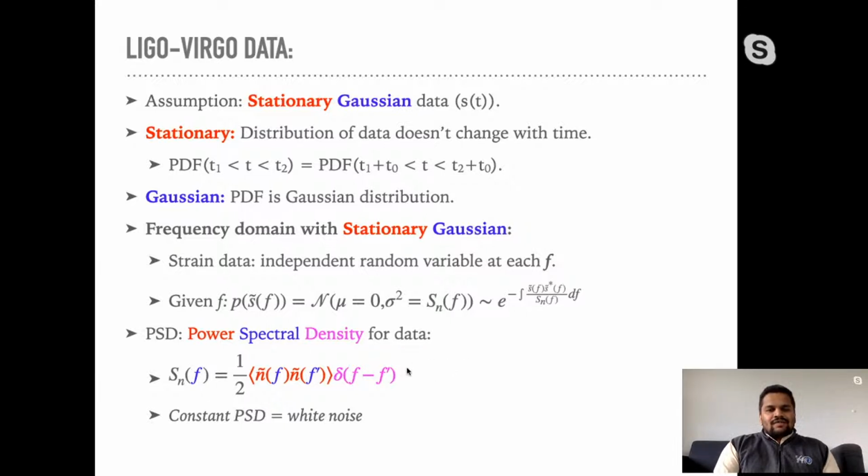So what is Sn of f, or PSD? Well, it is defined here like this. It is the ensemble average of many noise realizations and their power. So the name should be very clear. It is power because it is squared. It is spectral because it is frequency dependent, which you can see here. It is density because this is per unit time per unit frequency bin. So that's where the name comes from.